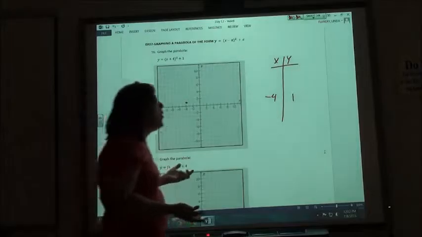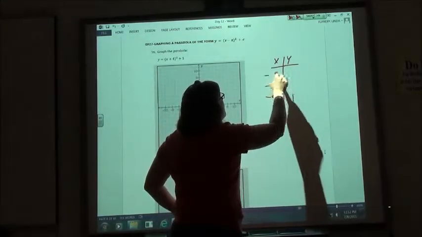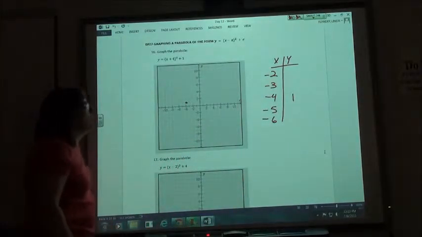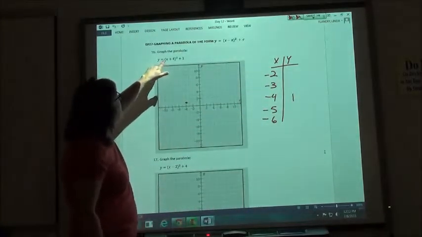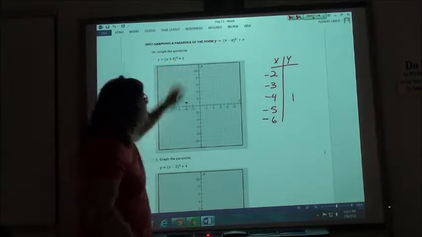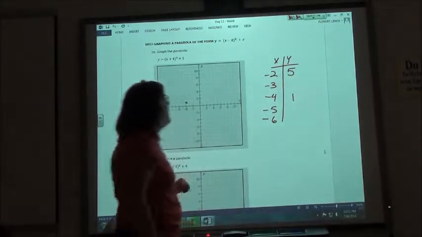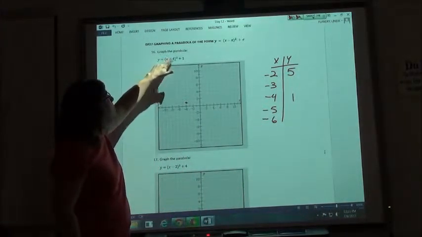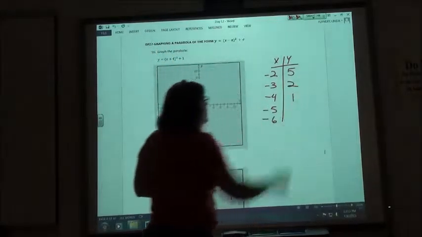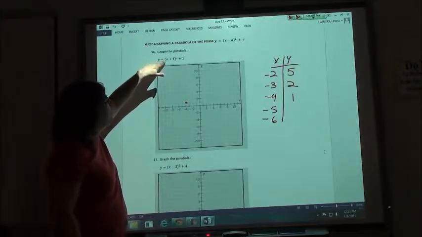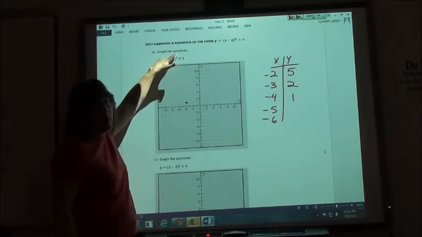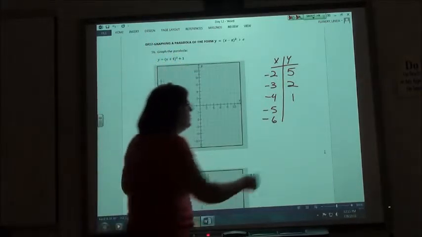They're going to make you do 2 points on each side, so -3, -2, -5, and -6, and plug those numbers in and solve. So if I put the -2 in there, -2 plus 4 is a +2. 2 squared is 4. 4 plus 1 is 5. If I put my -3 in there, -3 plus 4 is 1. 1 squared is 1. 1 plus 1 is 2. When I put my -5 in there, -5 plus 4 is -1, but a -1 squared makes it +1. 1 plus 1, 2.